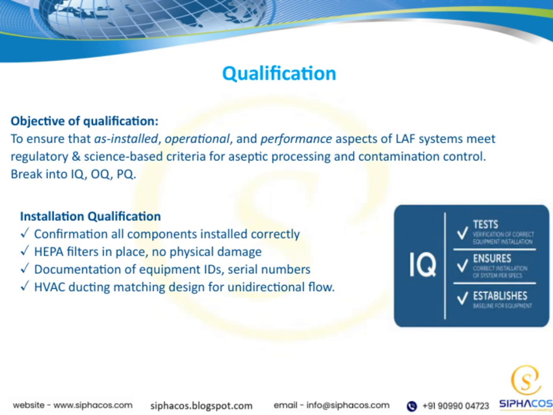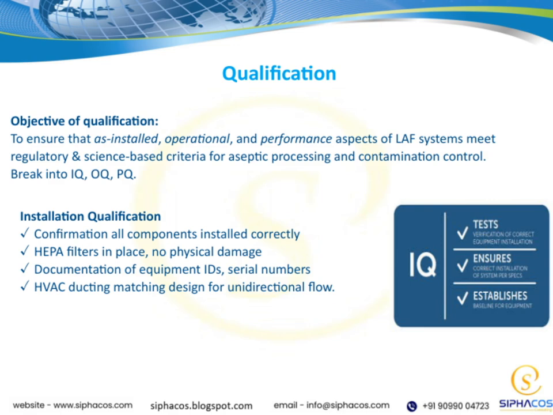Let's talk about the installation qualification process. First, we want to confirm that all components have been installed correctly. It's crucial that everything is in its proper place and functioning as intended. Next, we check the HEPA filters. It's important that they are in place and free from any physical damage because they play a key role in maintaining air purity. We also need to document all equipment IDs and serial numbers. This helps us track and verify each piece of equipment accurately. Lastly, we examine the HVAC ducting to ensure it matches the design specifications, especially for unidirectional flow, which is vital for maintaining a sterile environment.